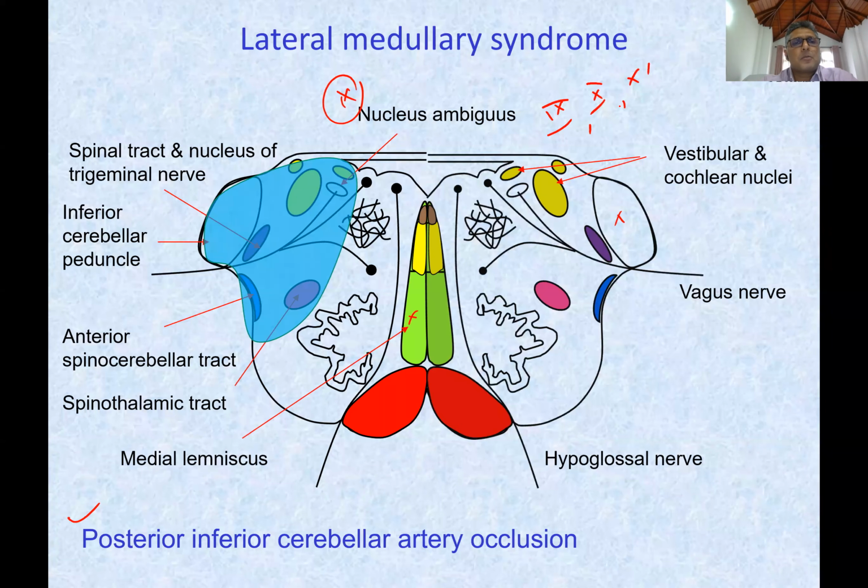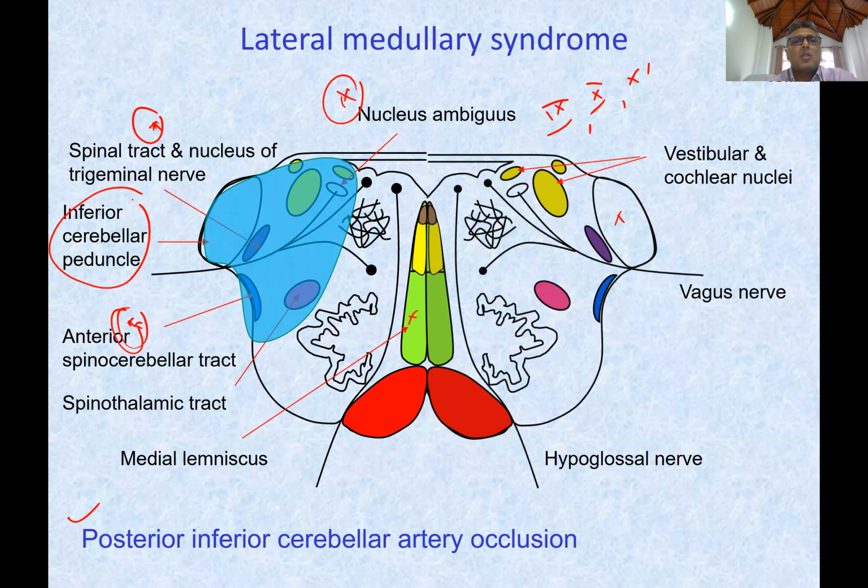So that is affected here. Pain and temperature from the same side of the face and the opposite side of the trunk will be affected, and because of the inferior cerebellar peduncle getting affected, you definitely get ataxia.